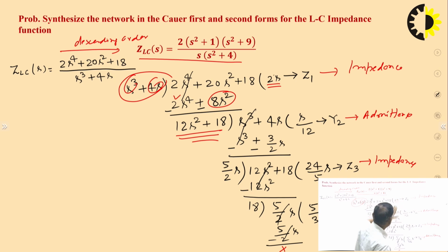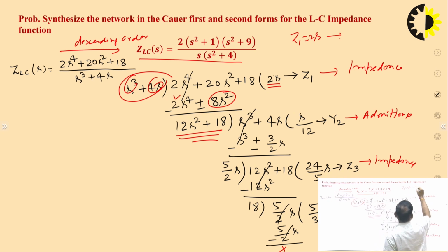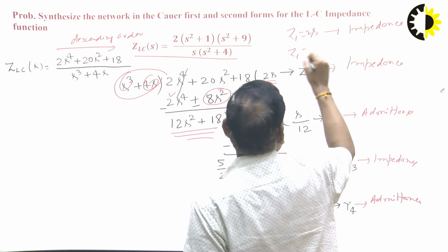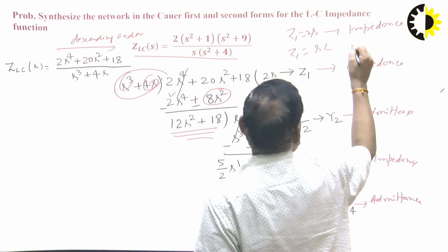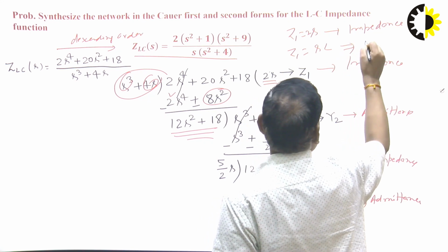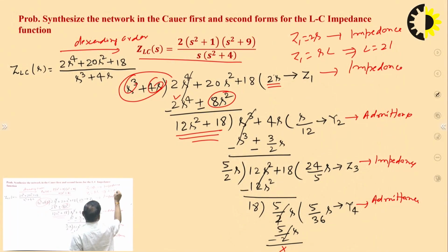Suppose Z1 is 2s, an impedance. It means it is inductive, and inductive impedance is sL. So here L is equal to 2 Henry. So from here we can get the value of the inductor.